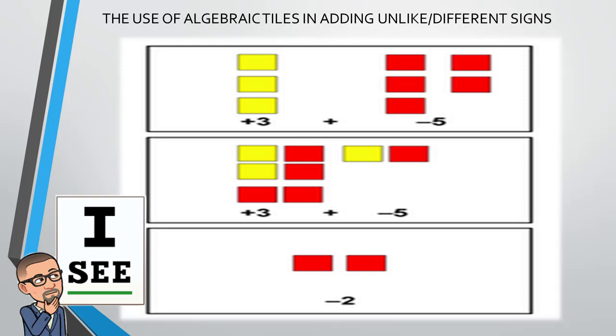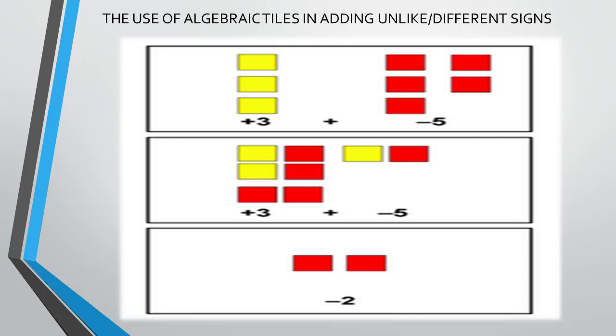Let's add unlike or different signs using algebraic tiles. In this example, yellow tiles represent the positive 3 and red tiles represent negative 5. The rule in adding these tiles, since they represent unlike or different integers, is to pair them. A pair is equal to 0. So you will count only the tiles that do not have pairs. In this example, there are 2 red tiles that do not have pairs. Hence, red tiles represent negative integers. The answer is negative 2.